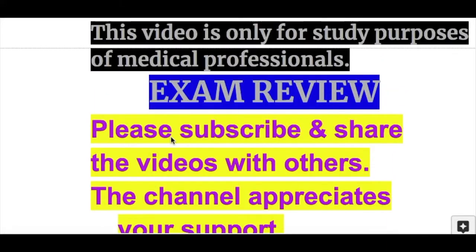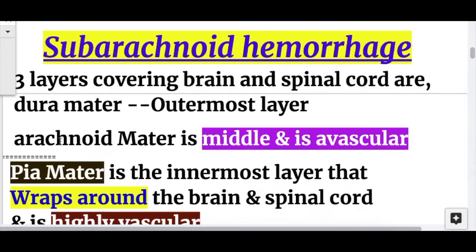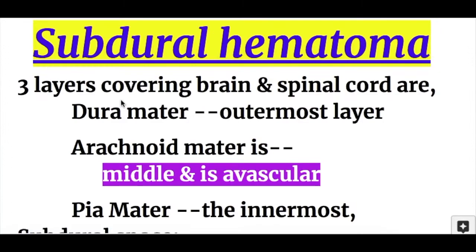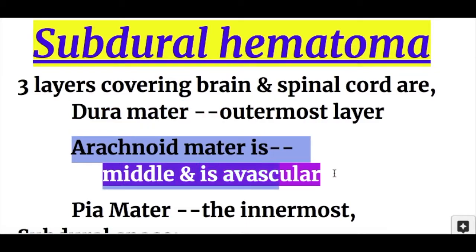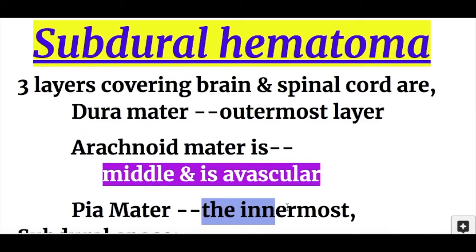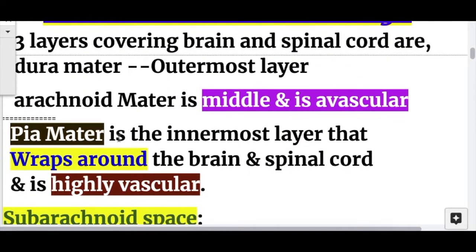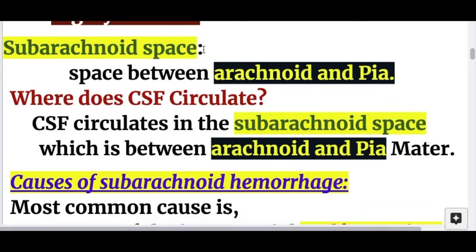In this video, we'll do an exam review on subarachnoid hemorrhage. Three layers covering the brain and spinal cord are: number 1, dura mater, outermost; arachnoid mater, the middle one, which is avascular; and the pia mater, the innermost, which wraps around the brain and the spinal cord and is highly vascular. Where is the subarachnoid space?